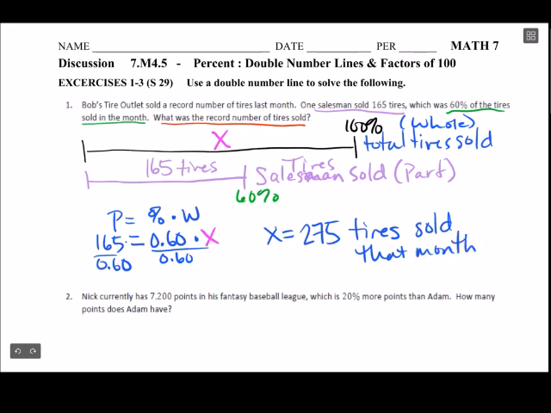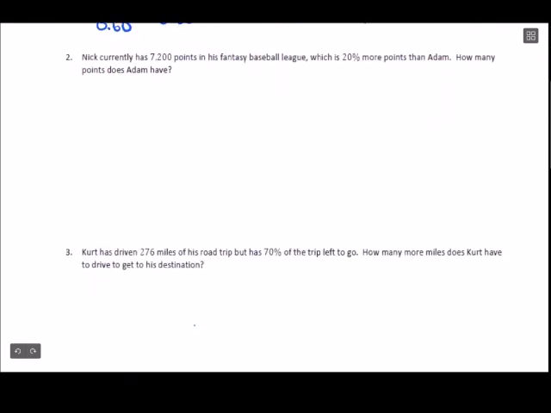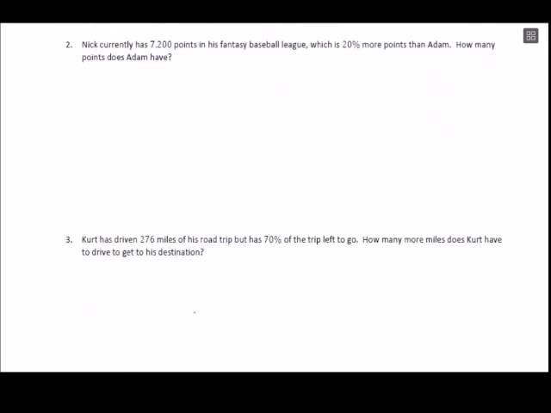Now let's look and see if that is a reasonable answer. We know that 165 is 60%, and so if our 100% is 275 tires, that looks like it would be a reasonable answer. So again, just a visual representation of our part, whole, and percent. Let's do our next example.